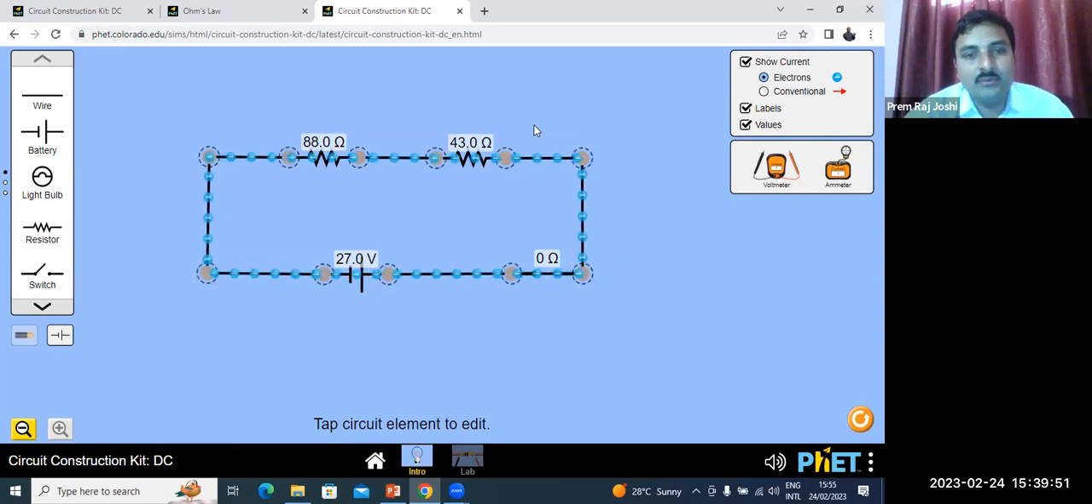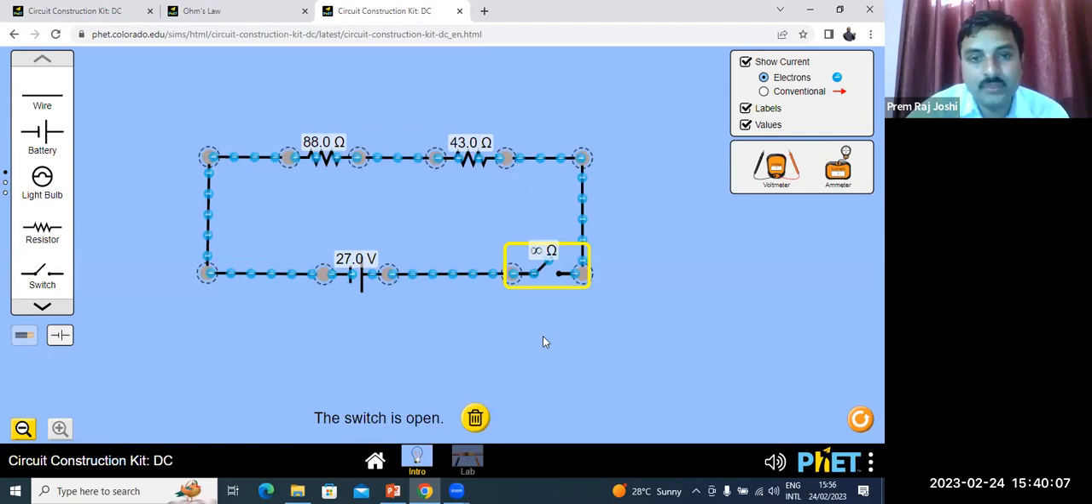If you have any queries regarding this circuit problem or connection of the electrical circuit through the PhET, you can ask me now also. Do you have any concern or any questions regarding this one? Anyone?